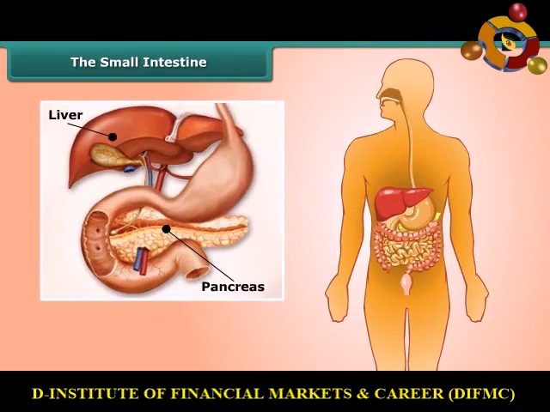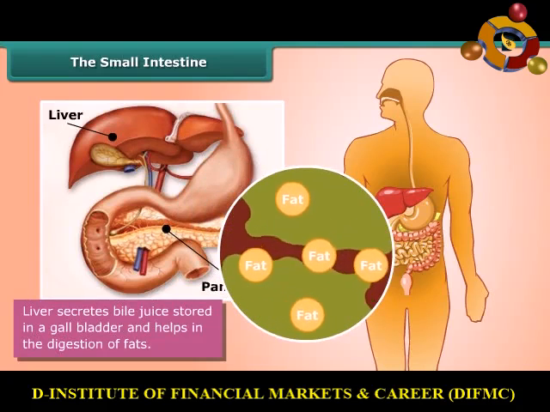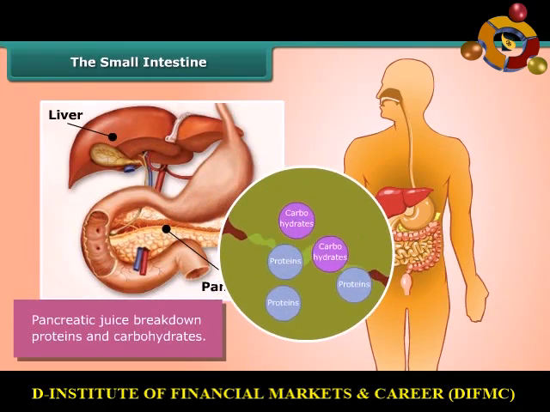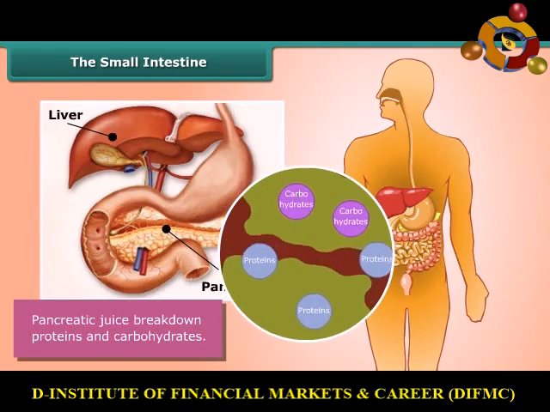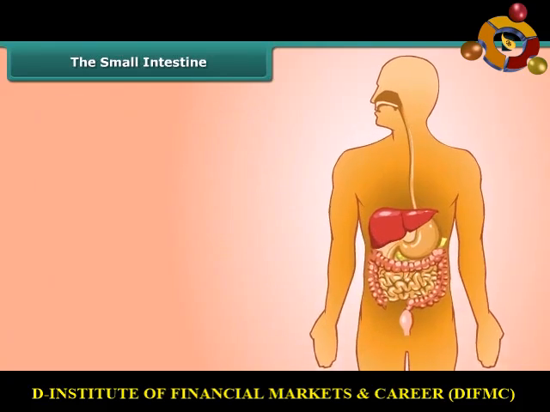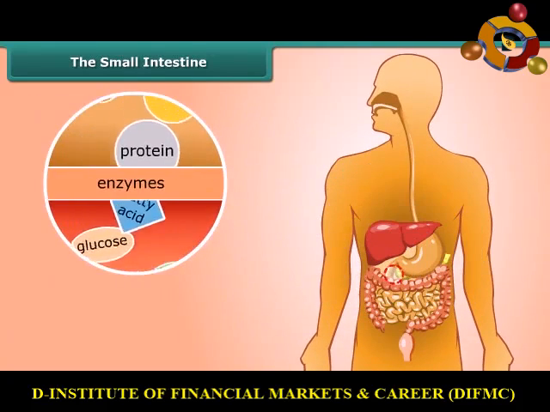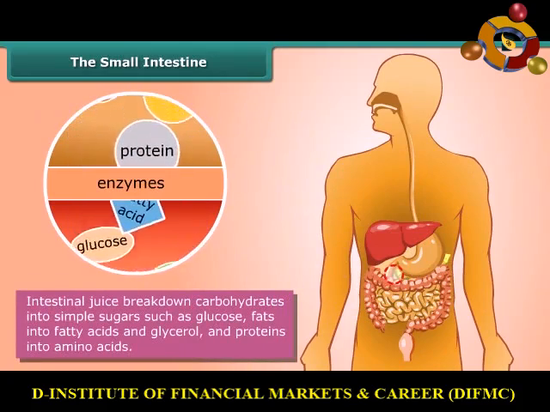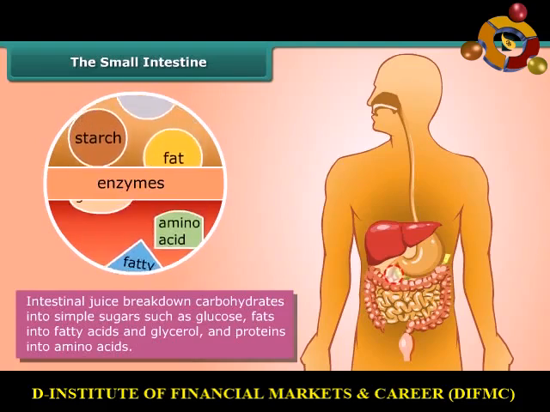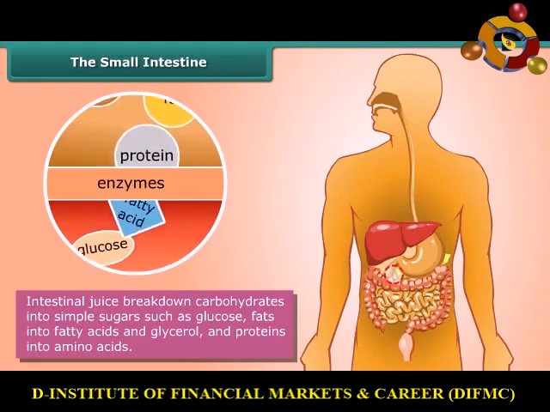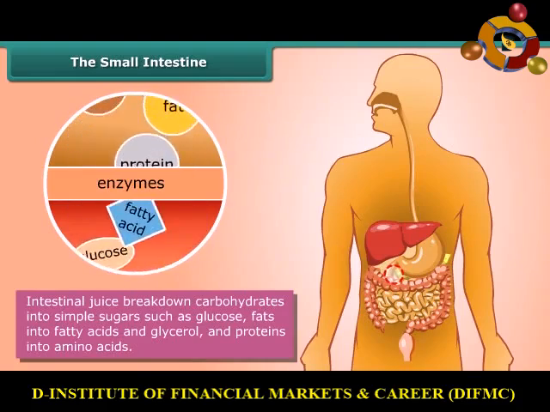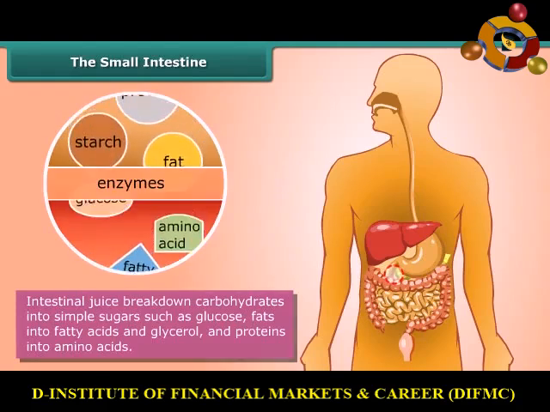Liver and the pancreas also join the digestion. Liver secretes bile juice stored in a gallbladder and helps in the digestion of fats, whereas pancreatic juice breaks down proteins and carbohydrates. After that, partly digested food reaches the small intestine, and intestinal juice breaks down carbohydrates into simple sugars such as glucose, fats into fatty acids and glycerol, and proteins into amino acids and completes the digestion of the food.